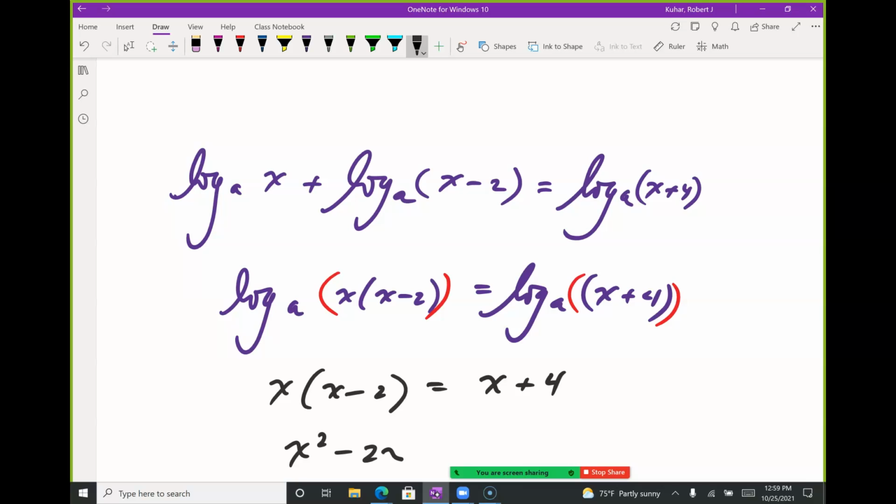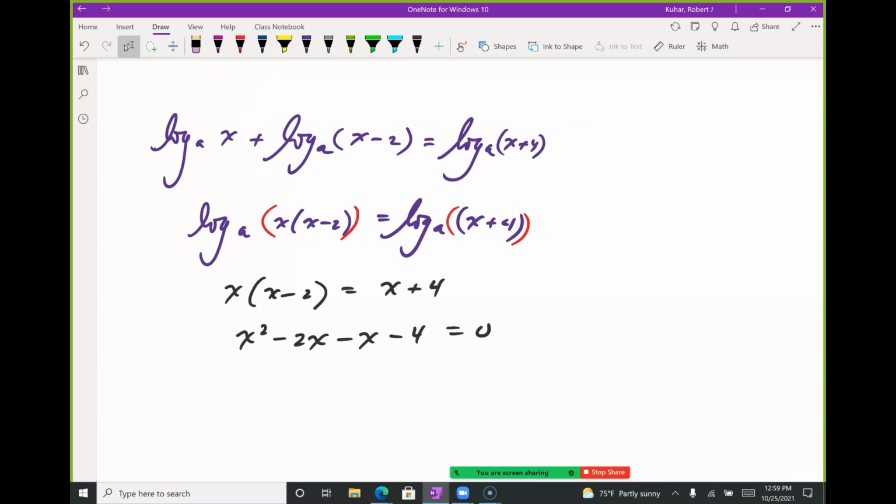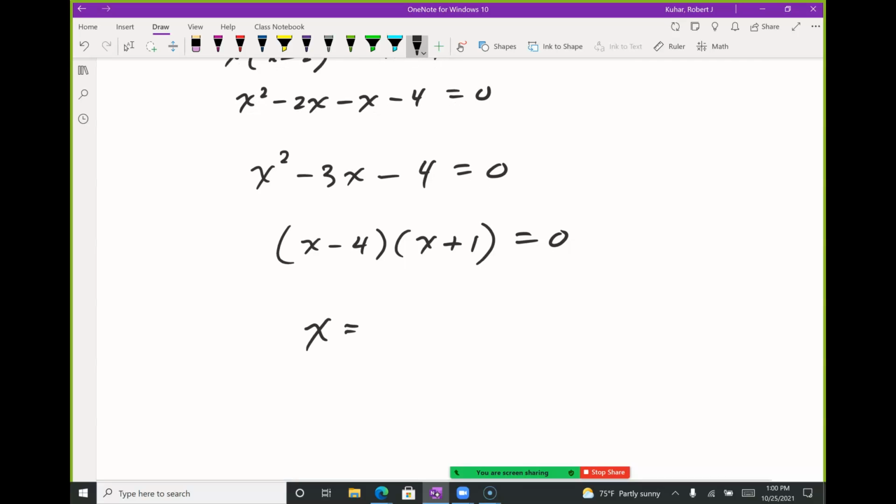x squared minus 2x minus x minus 4 equals 0. Don't let me go too fast, everybody, okay? So I've got x squared minus 3x minus 4 equals 0. I need two integers that multiply to -4 and add to -3. That's -4 and positive 1. So I get solutions of x equals 4 or x equals -1.